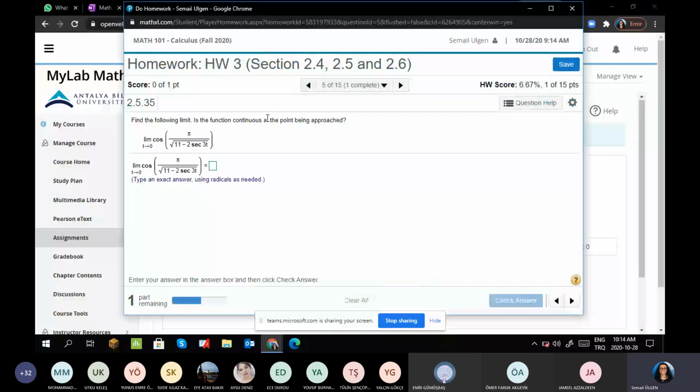Okay, this says find the following limit. Is the function continuous at the point being approached? Just one second.